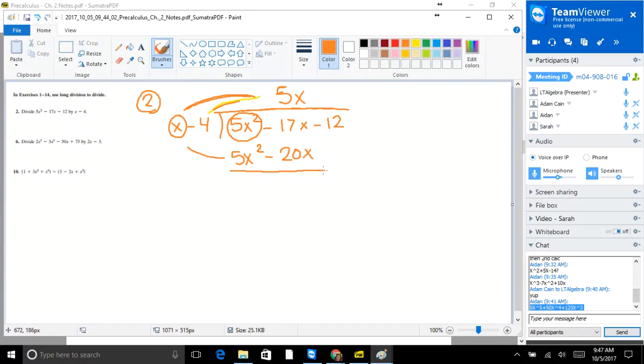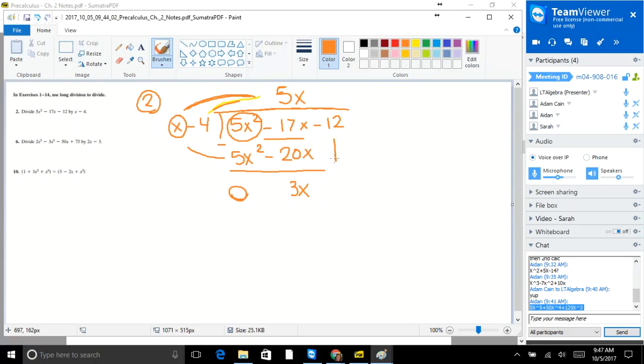Okay, so now when I do my subtraction, I have 5x squared minus 5x squared. So there's nothing left with my x squared term. That's a 0 there. You don't usually put zeros there, but that's a 0, right? Then I have negative 17x squared minus negative 20x. So that's actually going to give me positive 3x as my remainder, right?